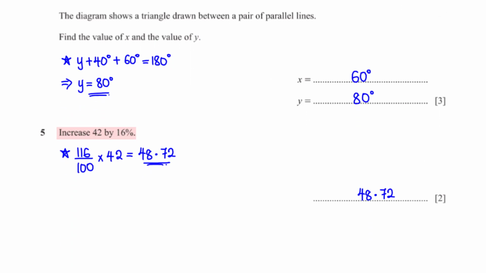Increase 42 by 16%. To increase 42 by 16%, all we need to do is find 116% of 42, which is equal to 48.72.